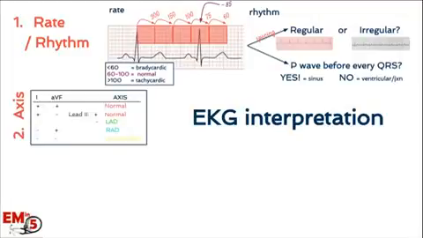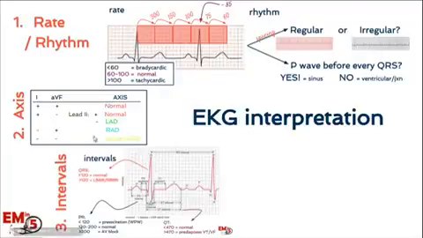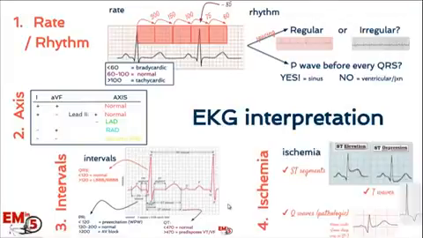Next, we're looking at our axis. Make sure and look for leads 1 and AVF. If they're both positive, this is the normal axis. For intervals, look on the EKG for the numbers calculated for QRS, PR, and QT intervals and see if they're normal. And lastly, we're looking for our 3 signs of ischemia.